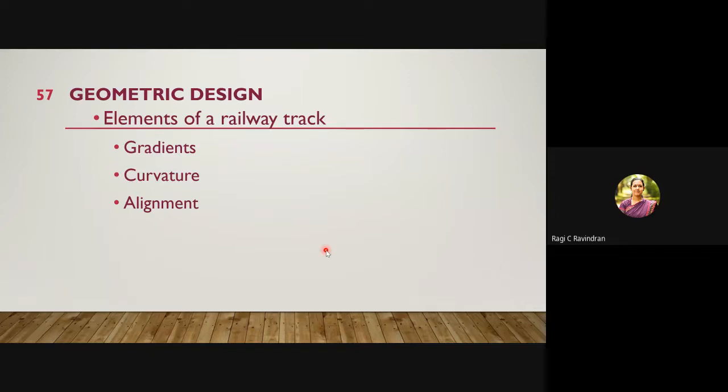So in lecture 4, we'll start with geometric design. We have seen the various geometric cross-sectional elements for highway, and similarly in railway track also we have certain elements that we need to consider while designing the track geometrically. The most important elements of a railway track are gradients, then curvature and alignment. These three are the important elements of a railway track.